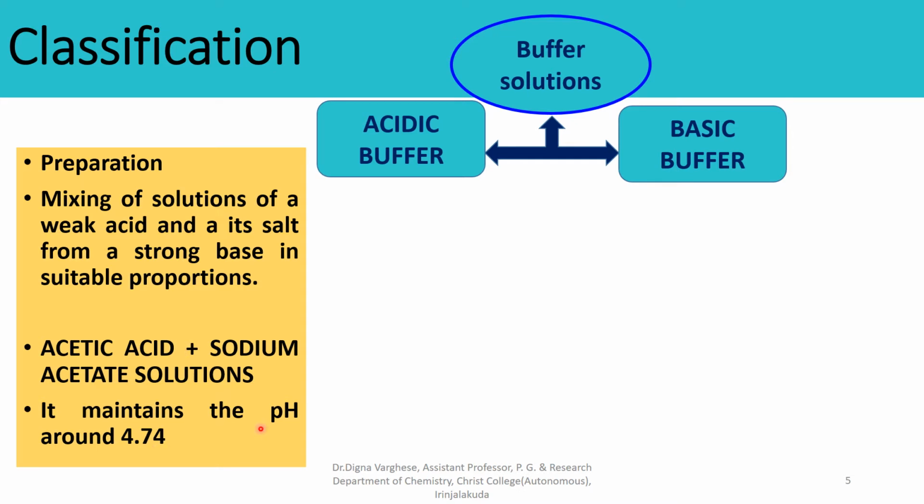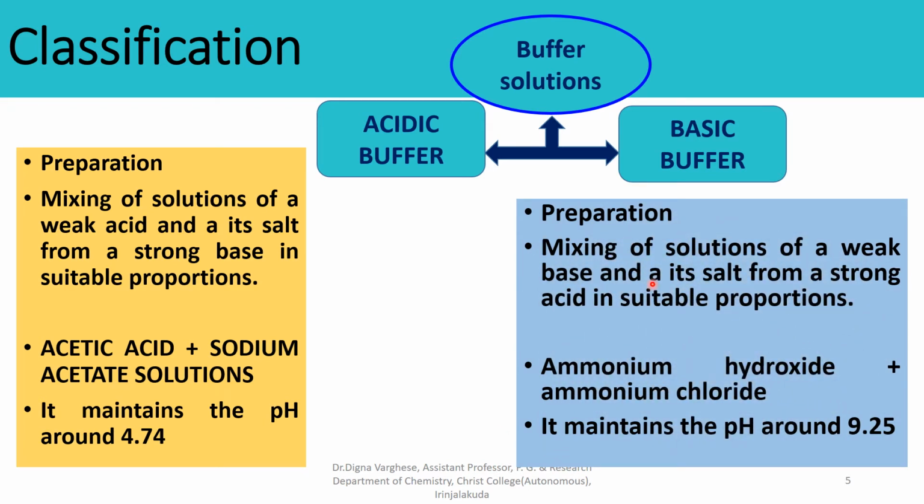And basic buffer is prepared by mixing solutions of a weak base and its salt from a strong acid in suitable proportions. An example for this basic buffer is ammonium hydroxide and ammonium chloride. A mixture of ammonium hydroxide and ammonium chloride is a basic buffer. Ammonium hydroxide is a weak base. Its salt is ammonium chloride, which is formed from the strong acid hydrochloric acid. It maintains the pH around 9.25.